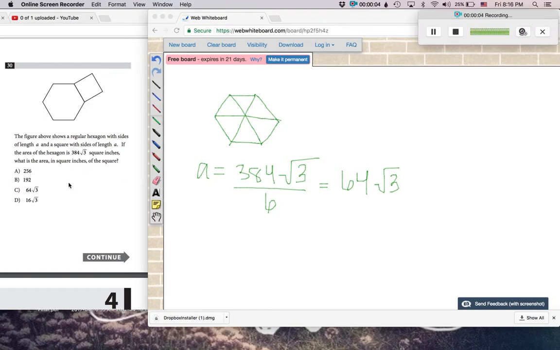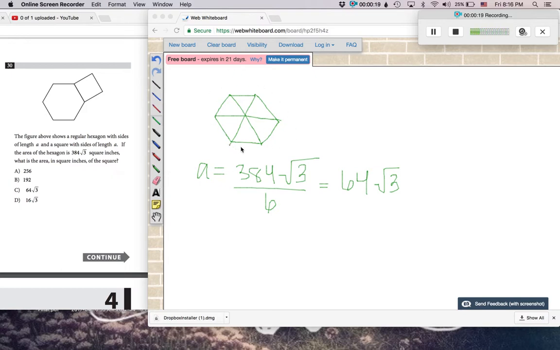It says the figure above shows a regular hexagon with sides of length A and a square with sides of length A. If the area of the hexagon is 384 square root of 3 square inches, what is the area in square inches of the square? So here, we've drawn that hexagon.